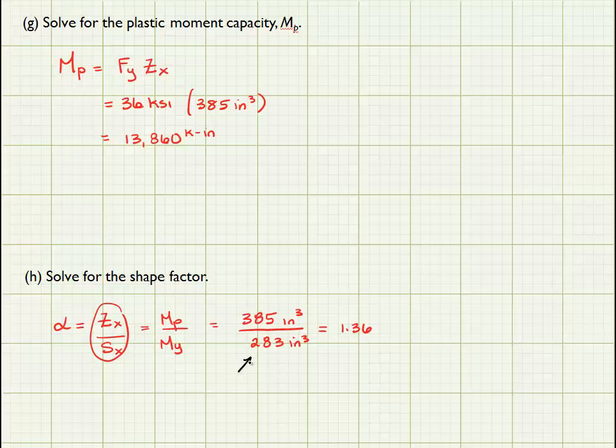Now you could also calculate another value using S sub x measured to the top, because we're going to have different values of efficiency depending on whether we're worried about the top or the bottom failing first.